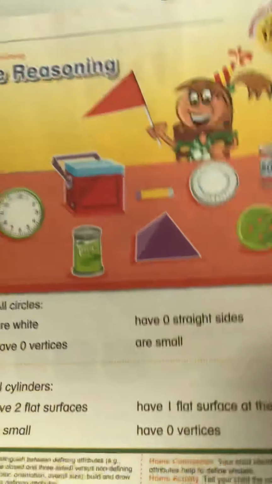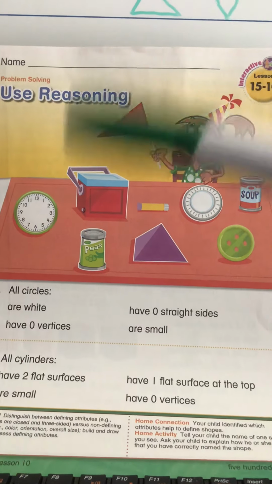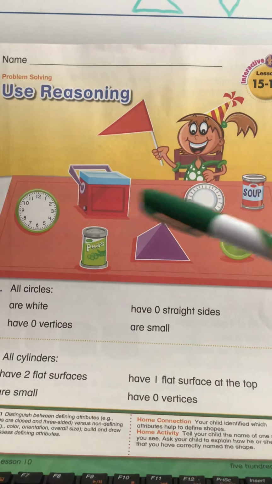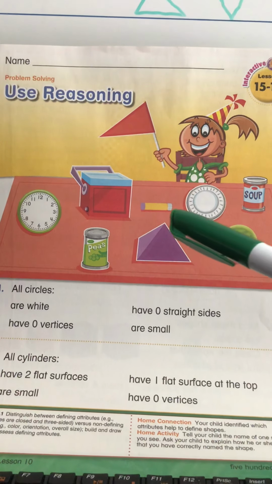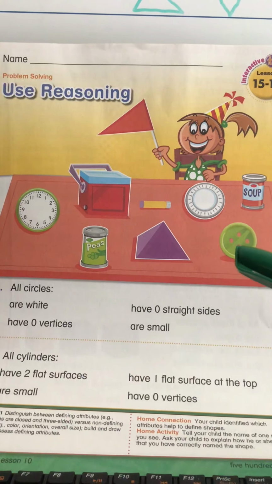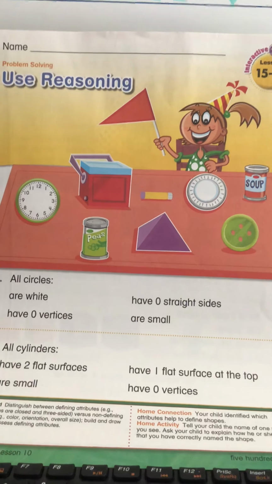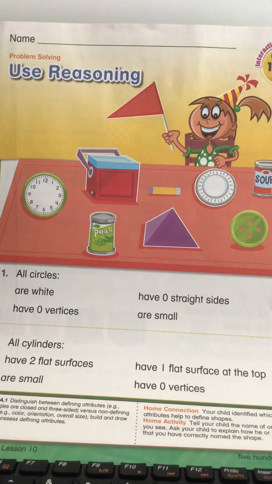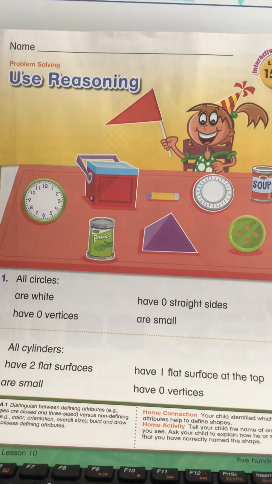Okay, so look at your math paper here today. And we're going to look up top at the picture. There are different objects that are in shapes. There's a clock, a cooler, like a lunchbox cooler, a glue stick, maybe that's a plate, a can of soup, a button, a pyramid, and a can of peas. So we're going to look at the clues at the bottom, and we're only going to circle the words that tell us about all of the shapes.